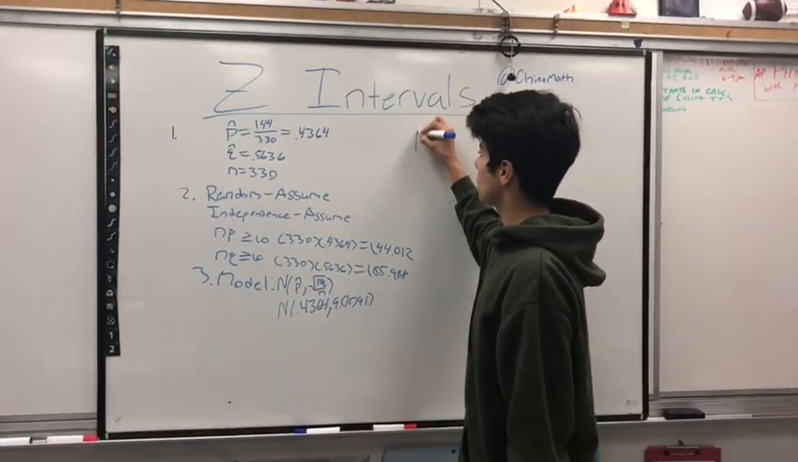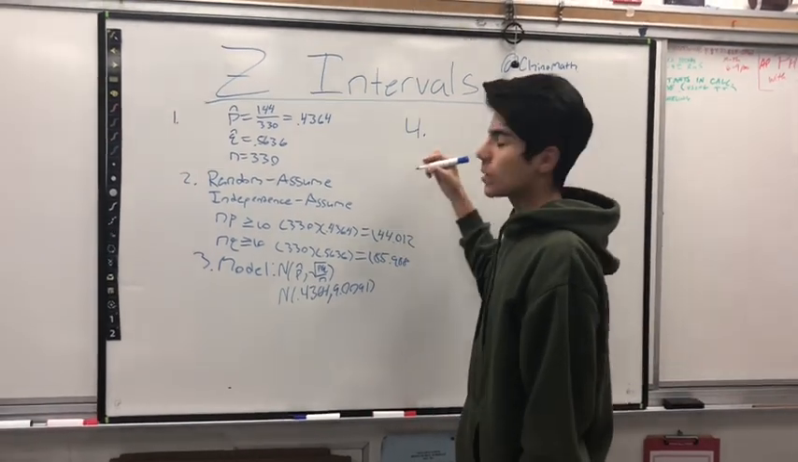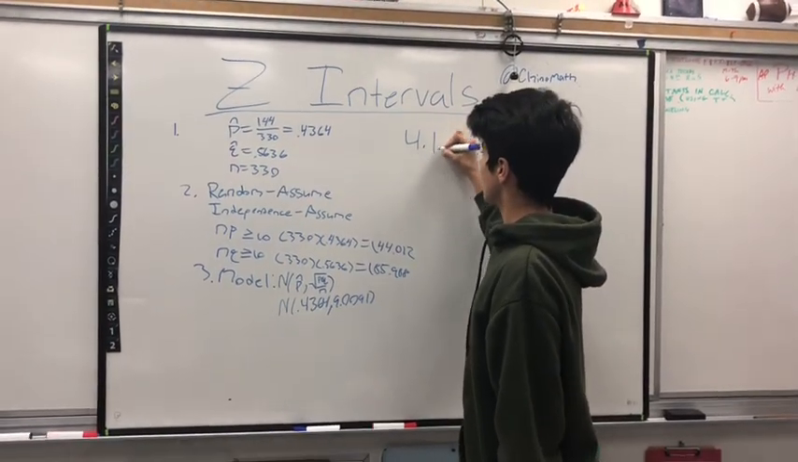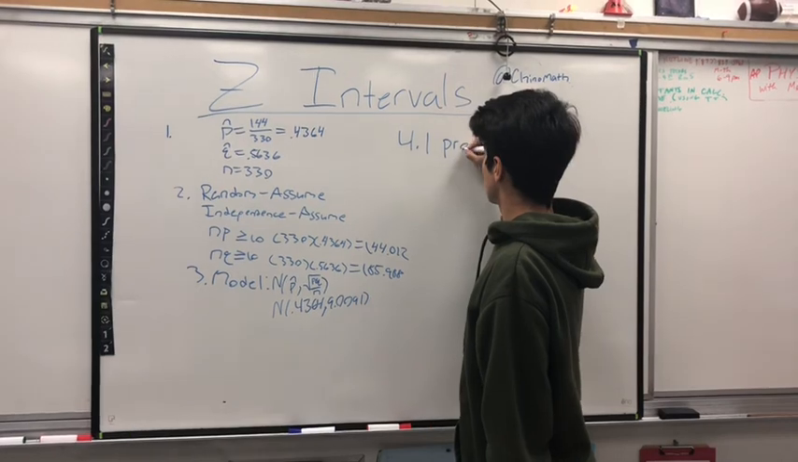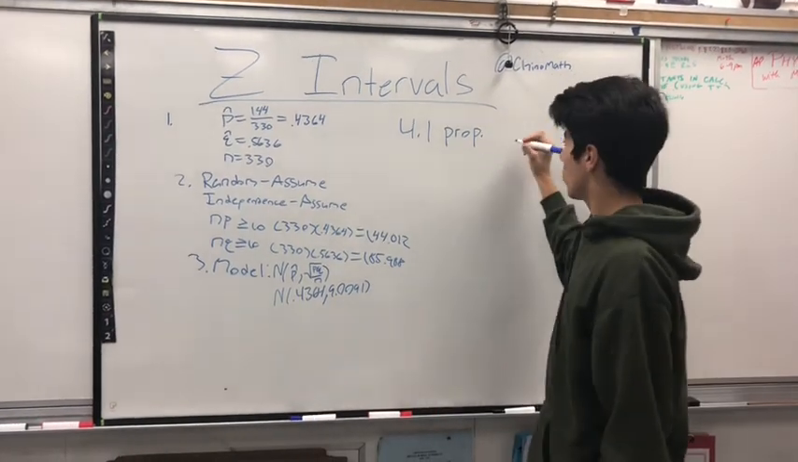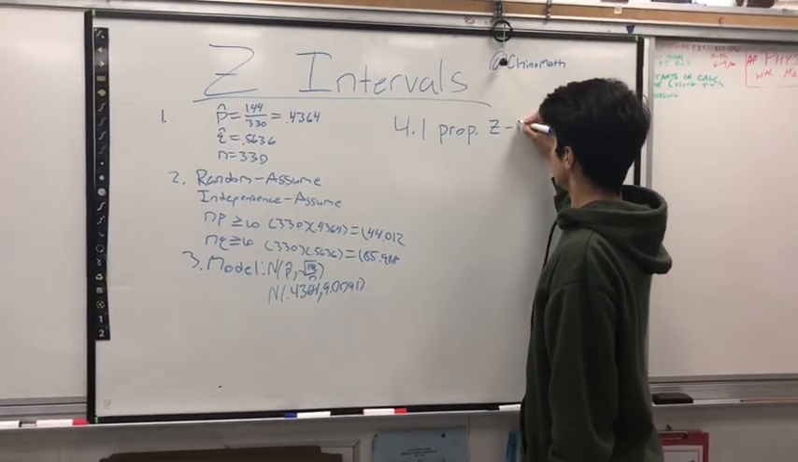Now our fourth step is going to be writing out our name, so I'm just going to write one prop for one proportion z-interval.